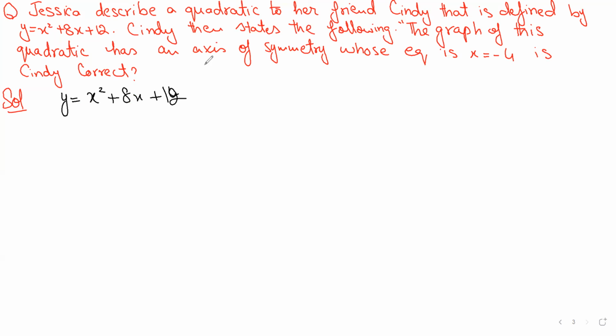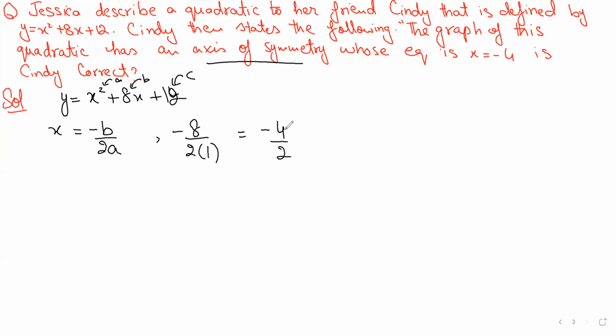Now, for the axis of symmetry, you always know that the formula is x equals -b over 2a. Now, this value is a, this one is b, this one is c. I have to take the coefficients for the a, b, and c values. My b value is 8 and a value is 1. So it will become -8 over 2. Now, if I simplify it, I will get -4, which is my answer, if you can see. So yes, Cindy is right.